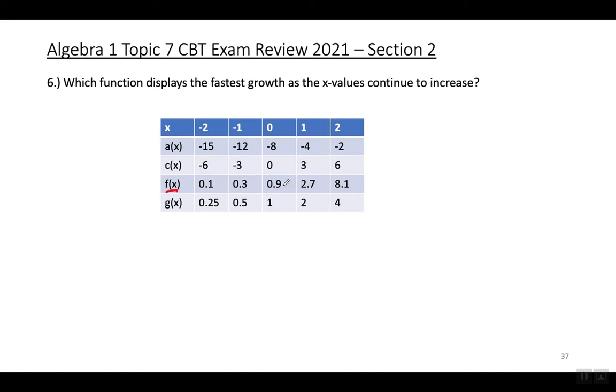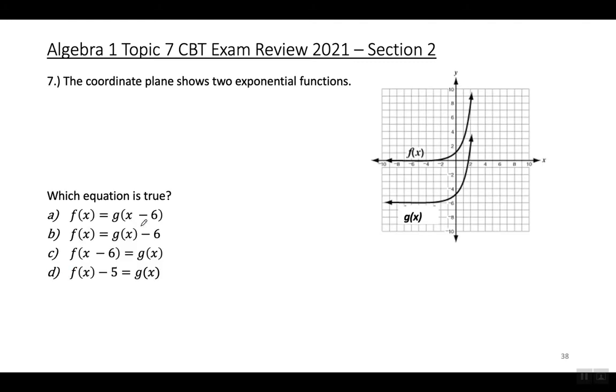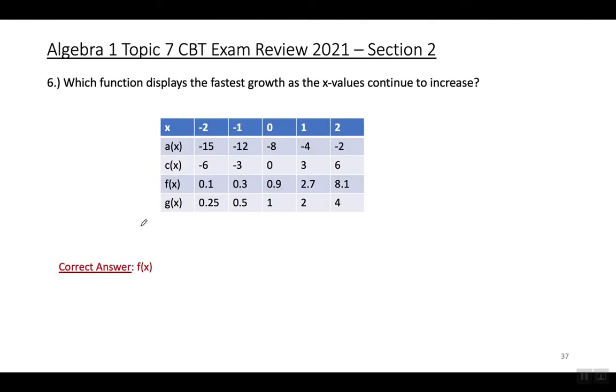Everything is being multiplied by 3. Again, if you don't realize that, you would just do in your calculator 0.3 divided by 0.1, and it'll give you 3. 0.9 divided by 0.3 will give you 3. 2.7 divided by 0.9 will give you 3. All right, so in f of x, everything is being multiplied by 3. So that's why f of x is the correct answer.